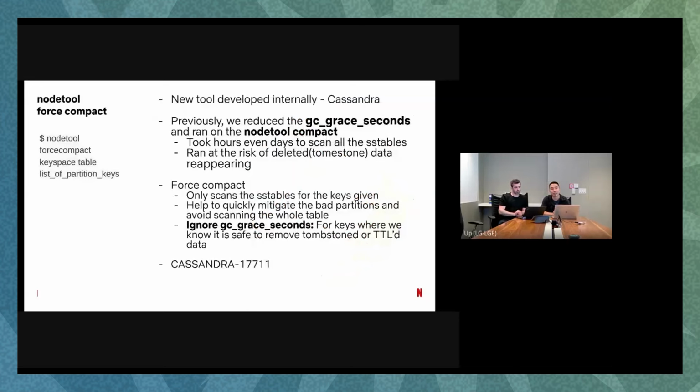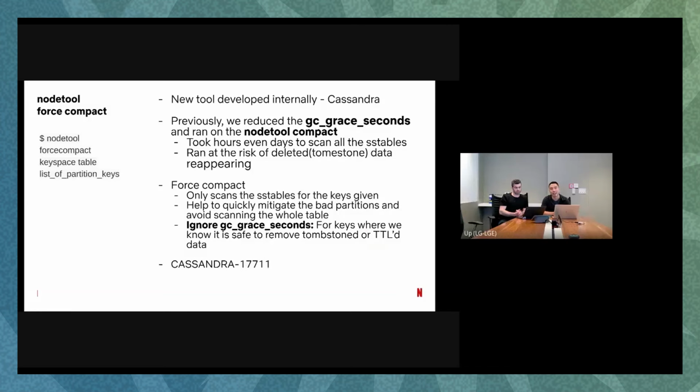This is the new nodetool command we developed recently. The idea for force compact is, instead of compacting a whole table like nodetool compact, we can provide a list of bad partition keys we would like to compact. When this compaction starts, it only scans and merges the SSTables containing these partition keys.